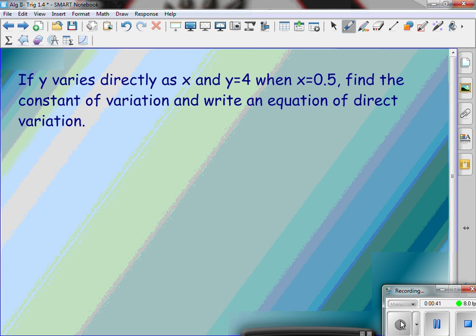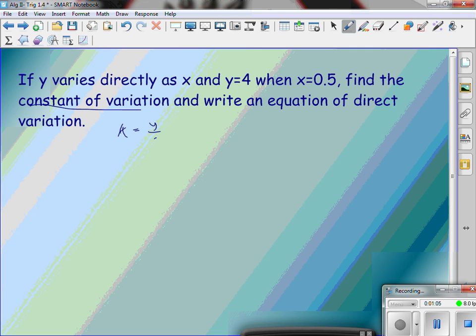If y varies directly as x and y equals 4 when x equals 0.5, find the constant of variation and write an equation of direct variation. These problems are going to look harder than they actually need to be. First thing we have to do is find the constant of variation. What's the constant of variation called? K. How do you find K?